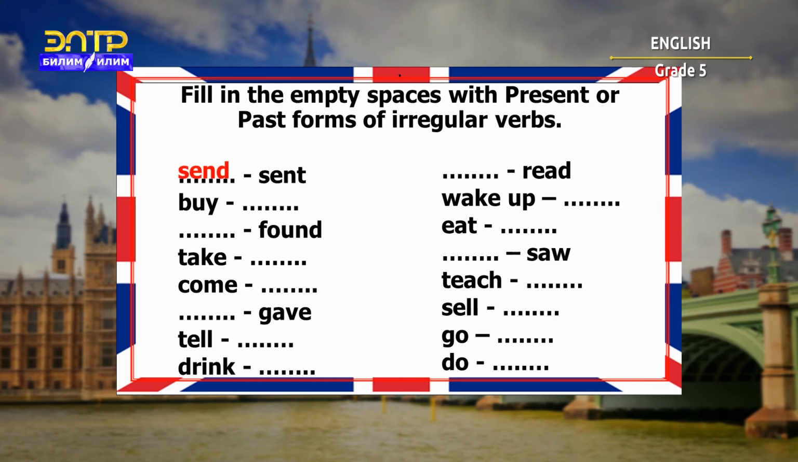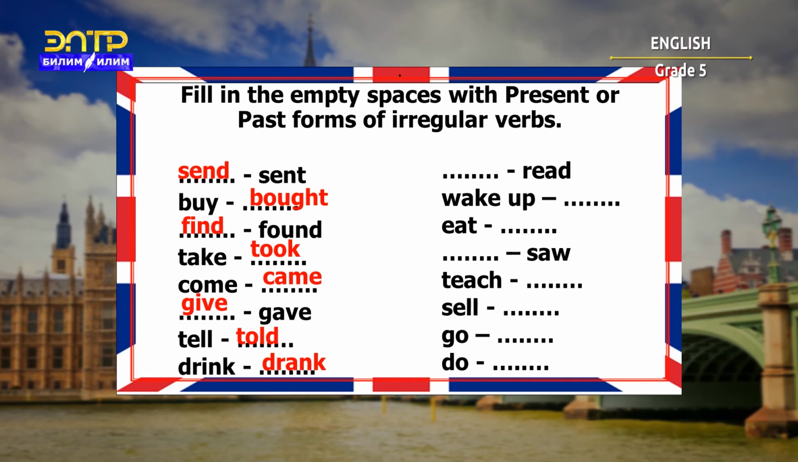So the present form of the verb send is send. The past form of the verb buy is bought. For found, the present form is find. Take, took. Come, came. For gave, it's give. Tell, told. Drink, drank.